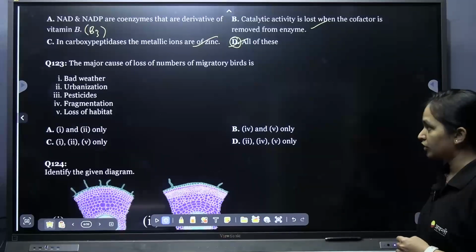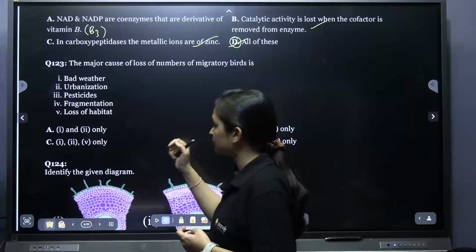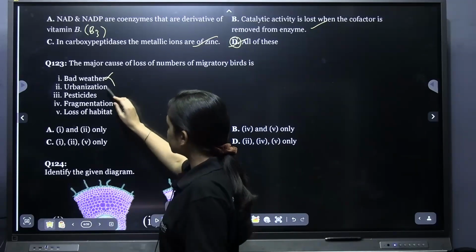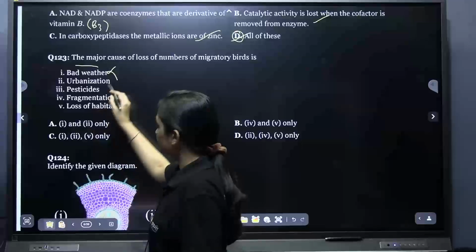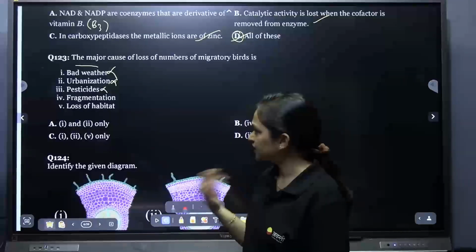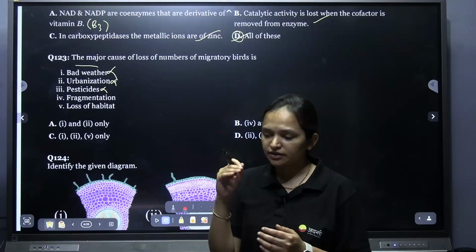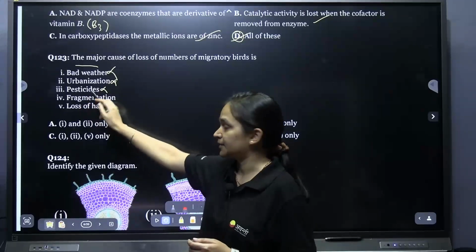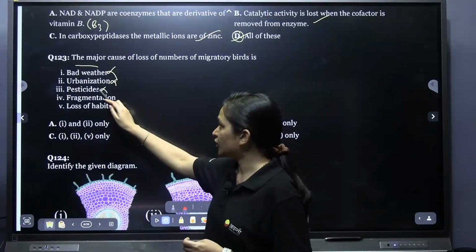What is the major cause of loss in the number of migratory birds? Bad weather, no. Urbanization, yes, it is a cause, but we need to find the major cause, which is directly given in the NCERT. Urbanization they didn't give as a major cause. Pesticides are indirect causes. If we apply pesticide, there will be no pests, which means the insects that these migratory birds feed on will be killed. So, it disrupts the food chain of these migratory birds, but is not a direct cause.